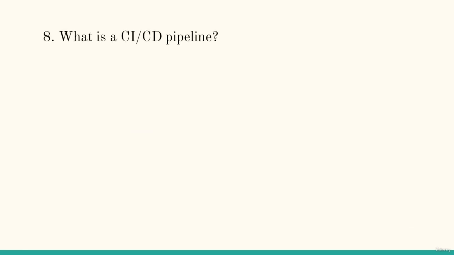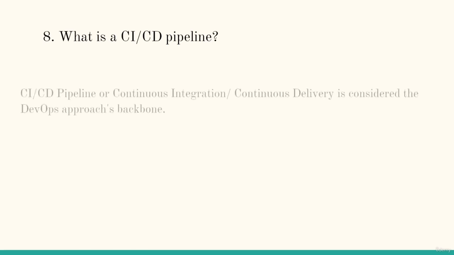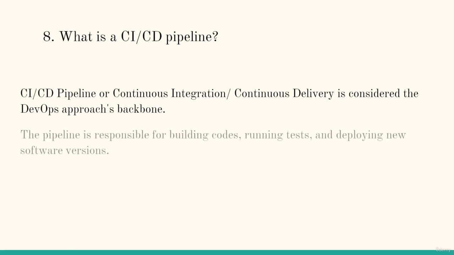What is a CI/CD pipeline, or continuous integration, continuous delivery pipeline? The CI/CD pipeline is considered the backbone of the DevOps approach. The pipeline is responsible for building code, running tests, and deploying new software versions.